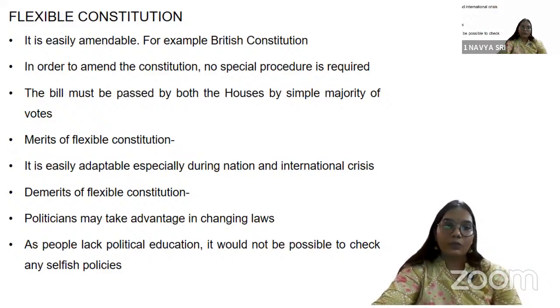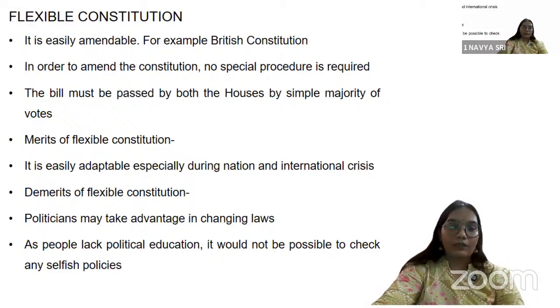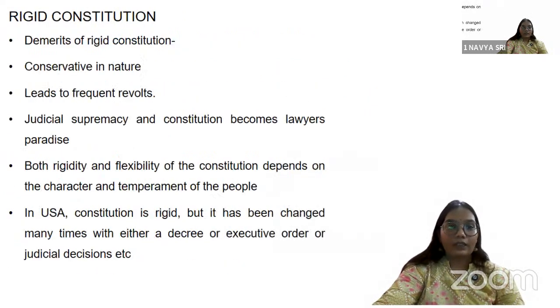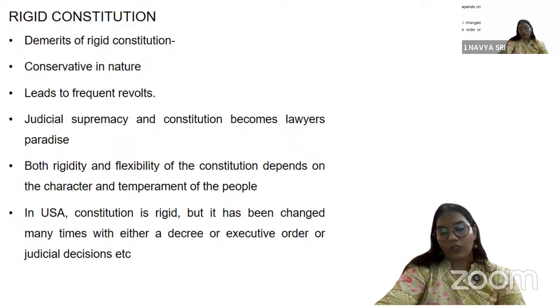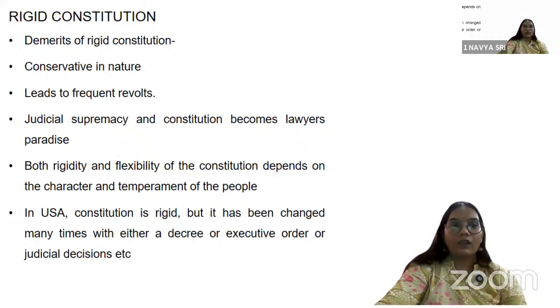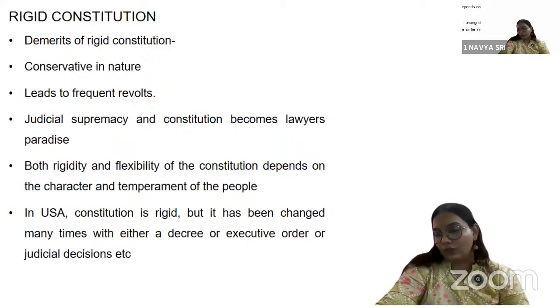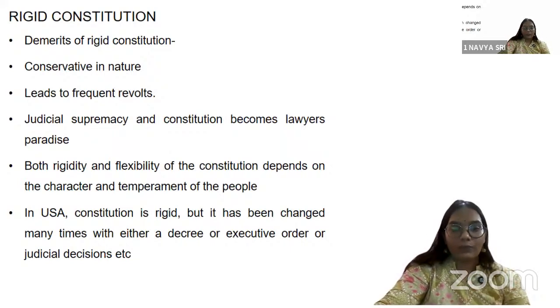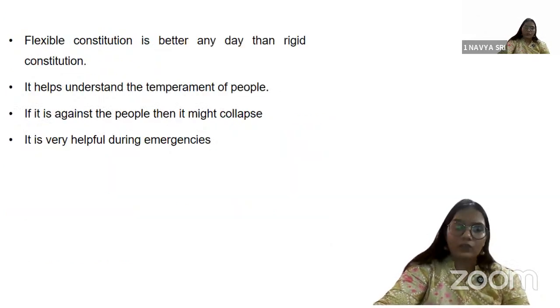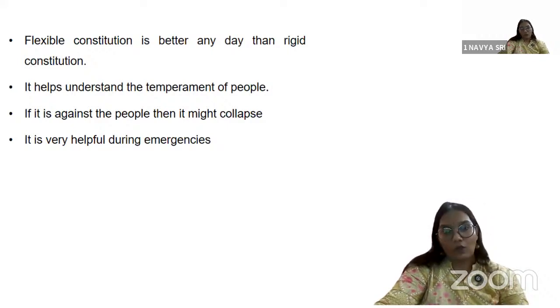Now, the next one is the flexible constitution. Define what it is, write merits, then give examples, then demerits. Then next comes the rigid constitution: define what it is, merits and demerits. Now analyze the difference between flexible and rigid constitutions. Here also give examples of the USA and Britain, and also give an example of India.